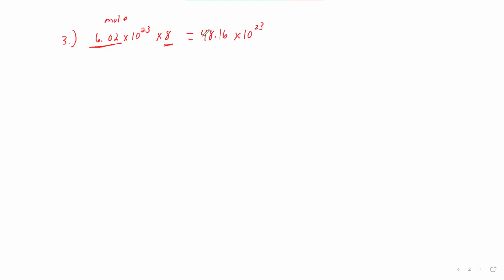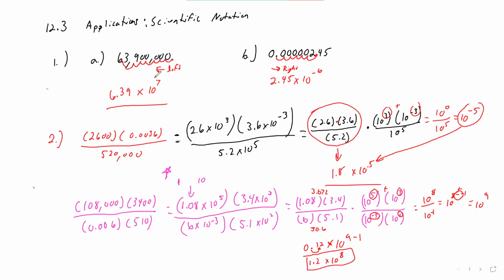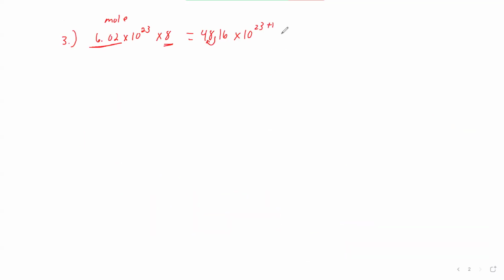But again, is this number correct? No. What do I have to do? To the left. And if I move it to the left, what am I going to do with this exponent? Remember, if I go to the left, it was positive. So I'd actually add 1. So in this case, this becomes 4.816 times 10 to the 24th power.